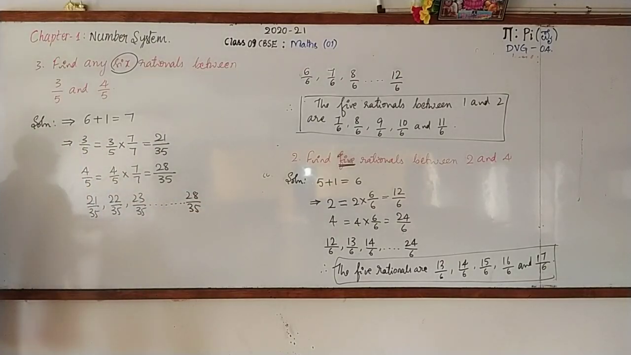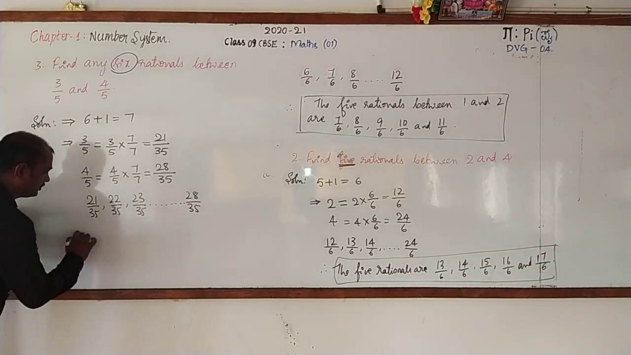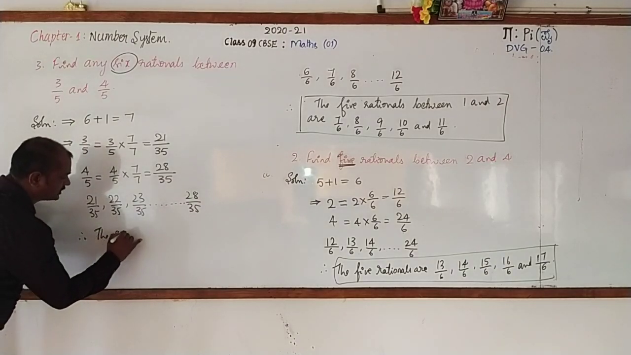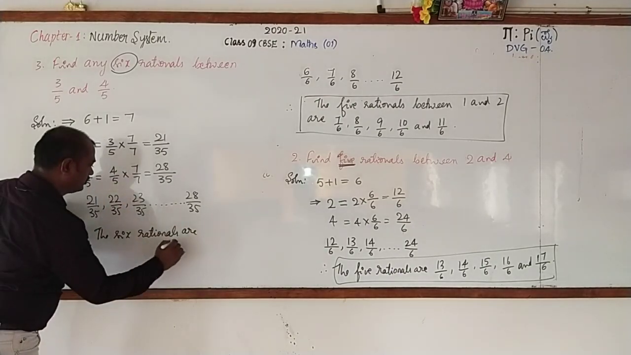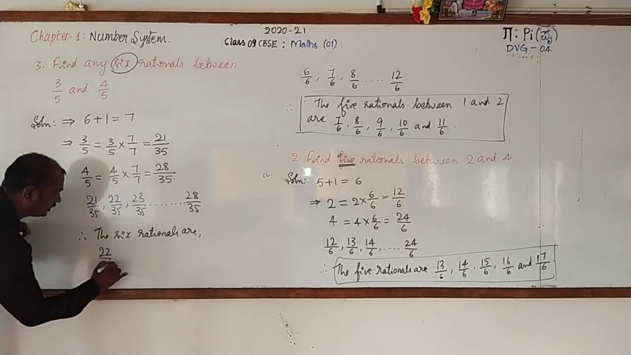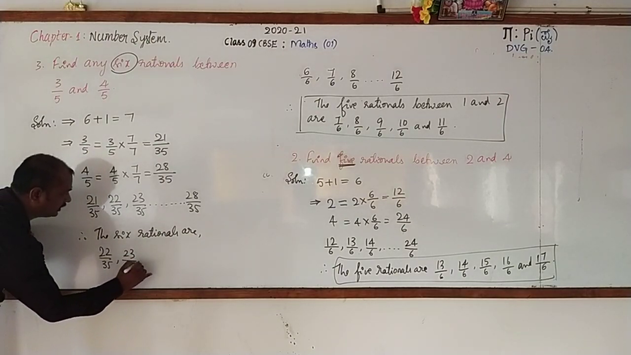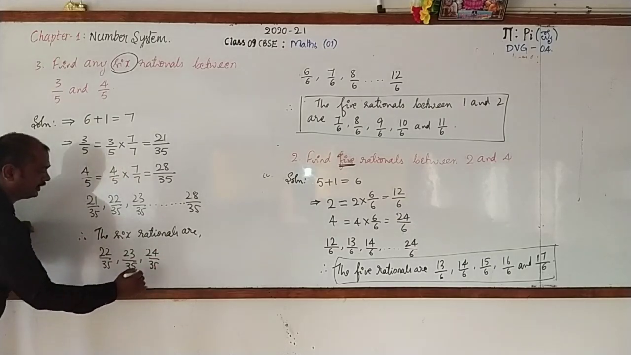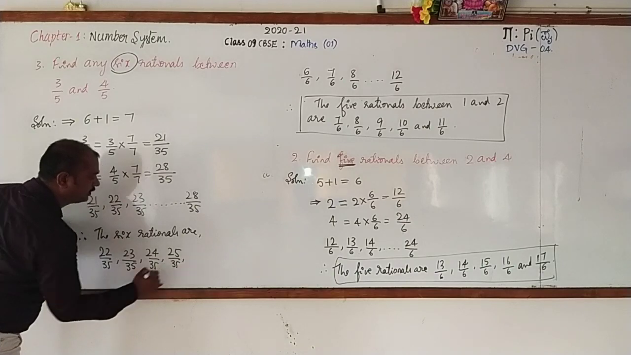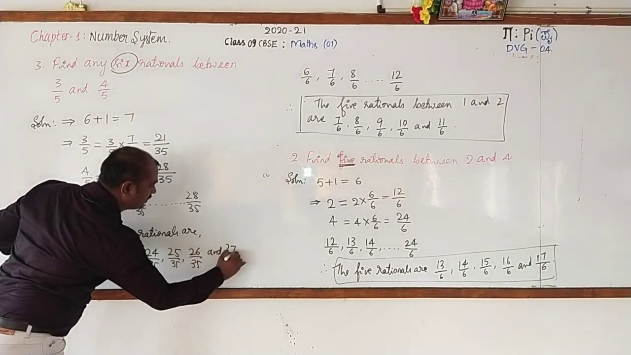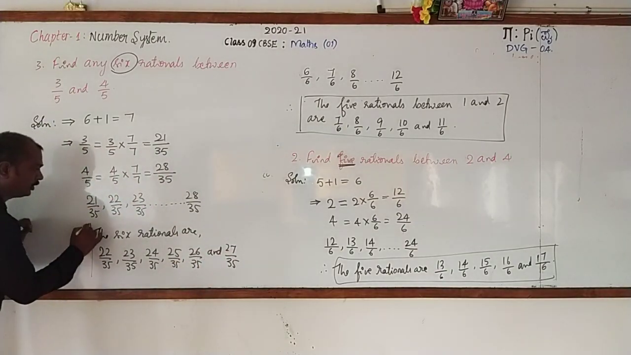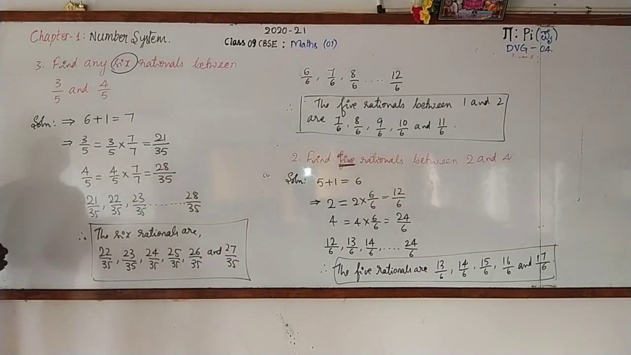But we want 6 rationals, therefore the 6 rationals are, here I am writing, 22 by 35, 23 by 35, 24 by 35, 25 by 35, 26 by 35, and 27 by 35. This is how to find out rational numbers between two rationals if they are in the form of p by q.